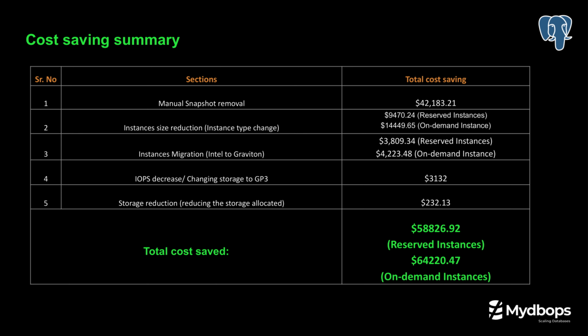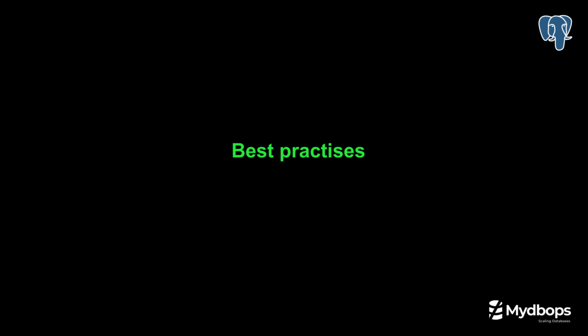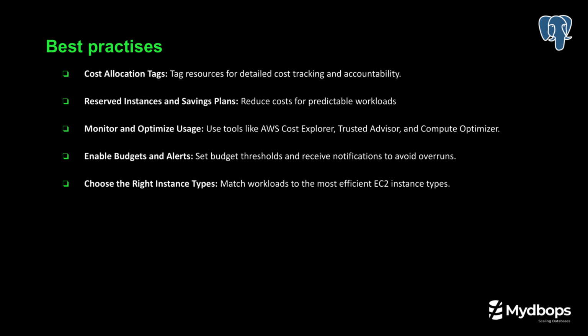Now, exercises like these can be performed on a monthly to quarterly basis to examine and analyze the cloud DB infra and save some bucks for your business. So at the end, here we have listed some more cost optimization techniques and best practices to follow when performing a cost analysis. First is to monitor the cost using cost allocation tags.